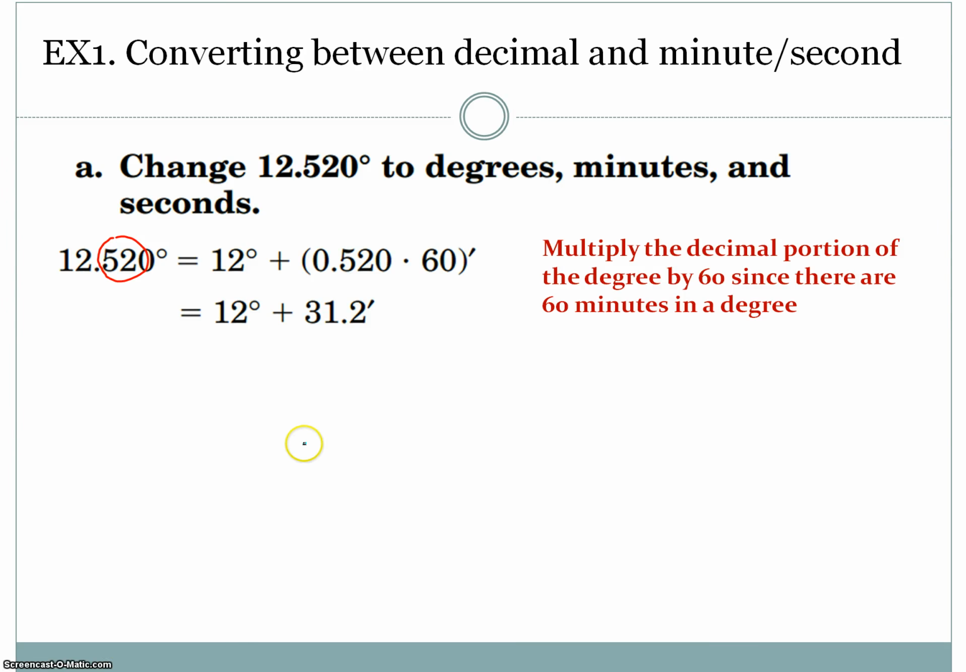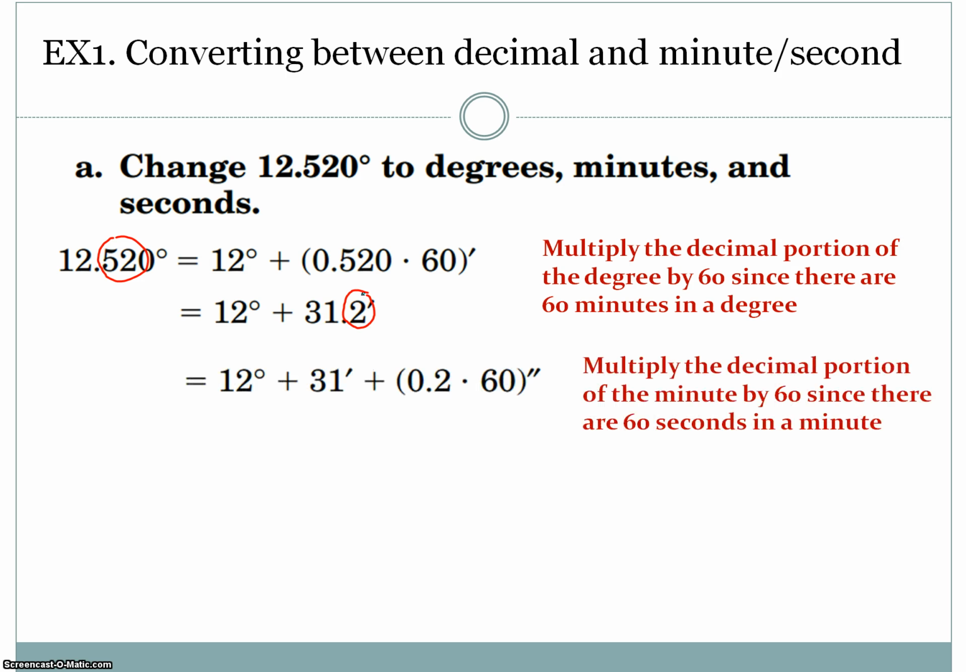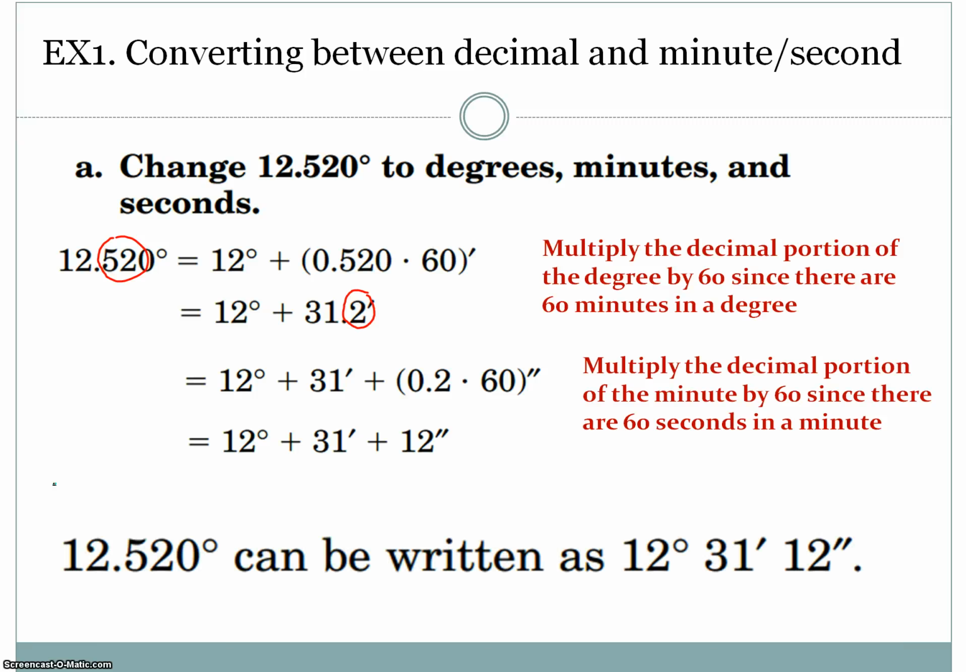Now, again, we've got this 0.2 minutes. So we can take the decimal portion of the minutes, and we can find out how many seconds that is by multiplying the decimal portion of the minute by 60, 60 seconds in a minute. So we always take the decimal portion and multiply by 60 for 60 minutes and 60 for 60 seconds. We get 12 degrees, 31 minutes, and 12 seconds. So we're basically rewriting something from base 10, or a decimal, and writing it in base 60, or minutes and seconds.